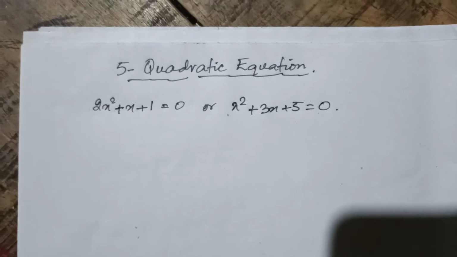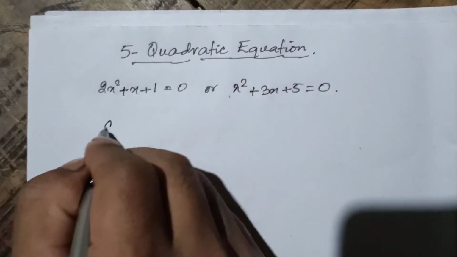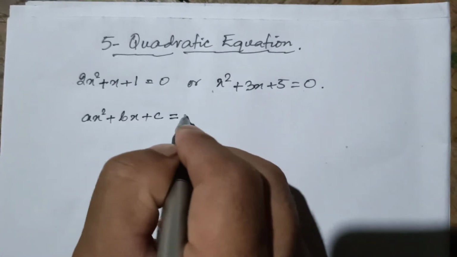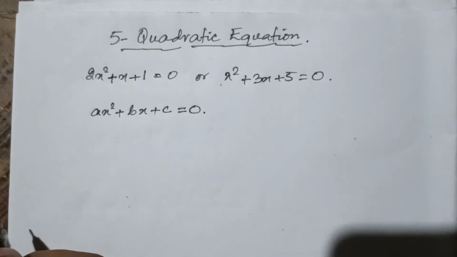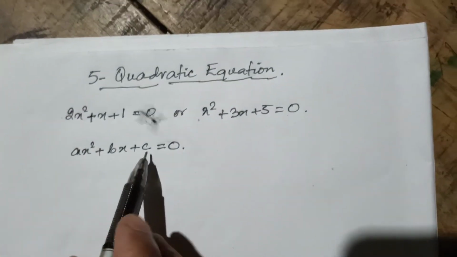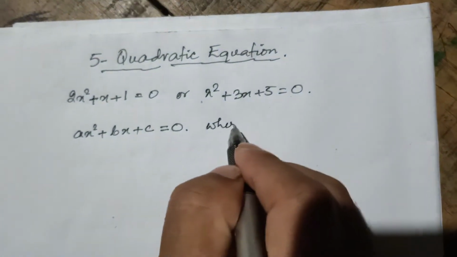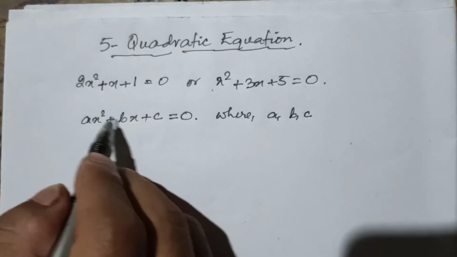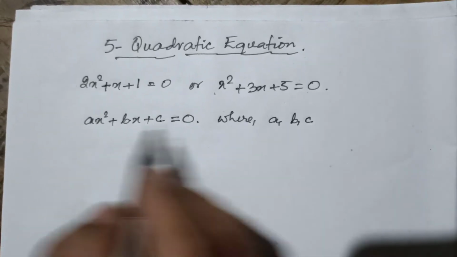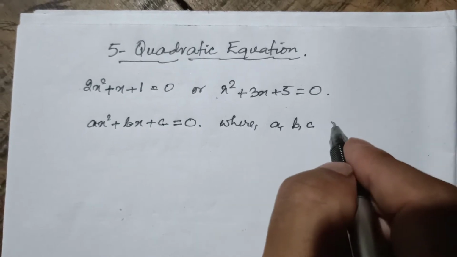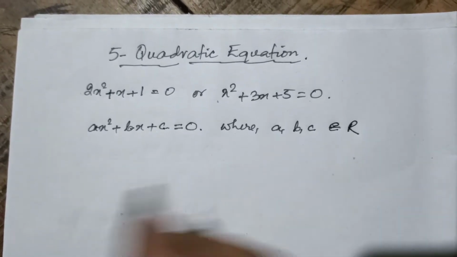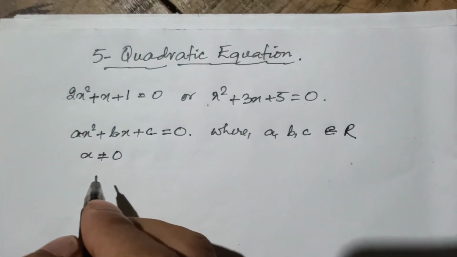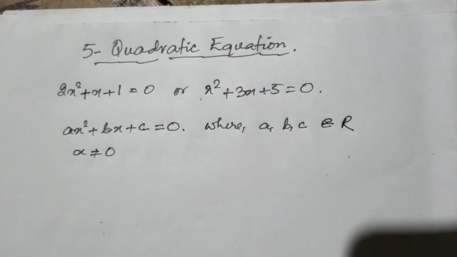Now if you observe, both these examples are in the form of ax squared plus bx plus c equals 0. In general, an equation of the form ax squared plus bx plus c equals 0, where a, b, c are real numbers, a is the coefficient of x squared, b the coefficient of x, and c is the constant term, and a is not equal to 0, is called a quadratic equation with real coefficients in the variable x.